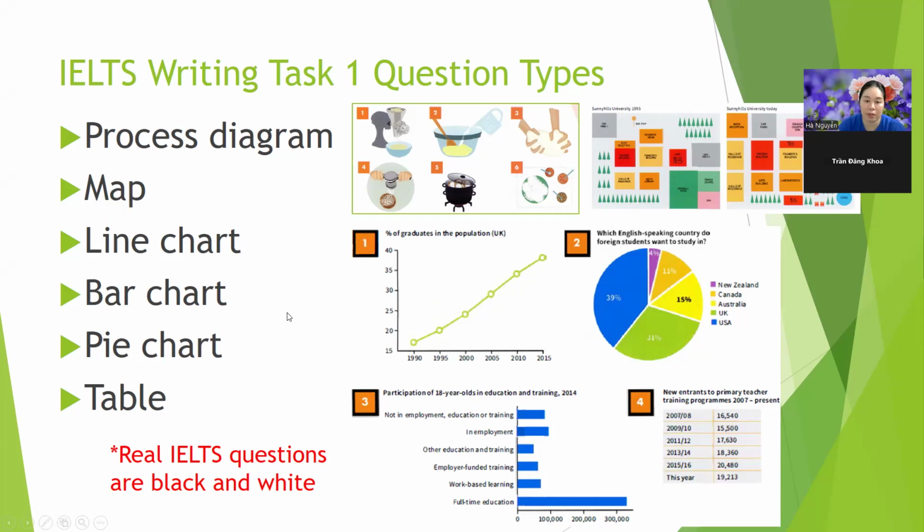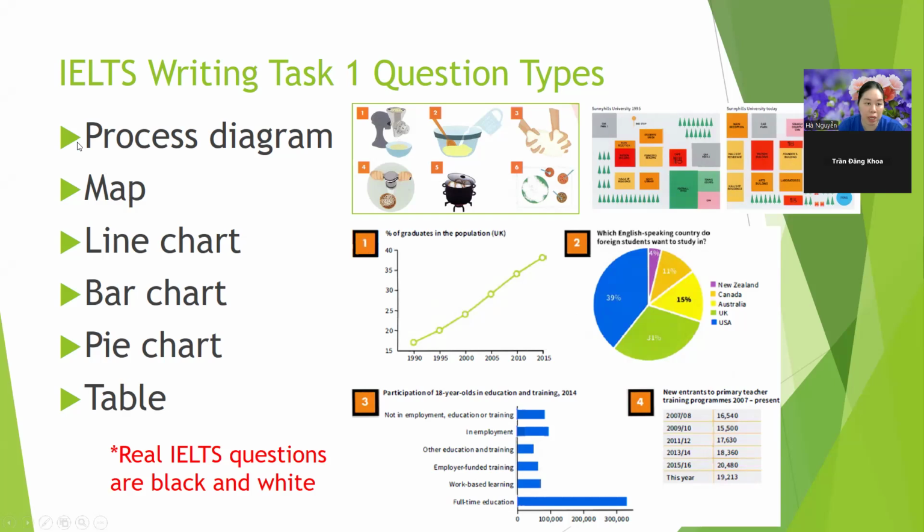Now, 6 types. Okay. Notice real IELTS questions are in black and white. These pictures are taken from textbooks. So in the textbook, they put color into the charts and maps here to make it easy to see and to make it beautiful. But yeah, the real test questions are black and white. IELTS will make sure the details are easy to differentiate, so don't worry.